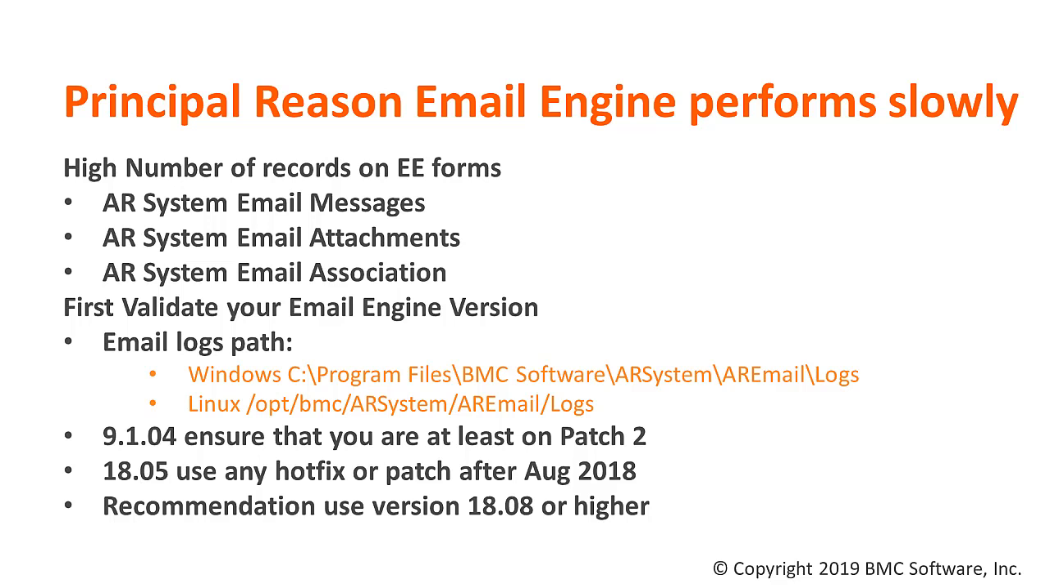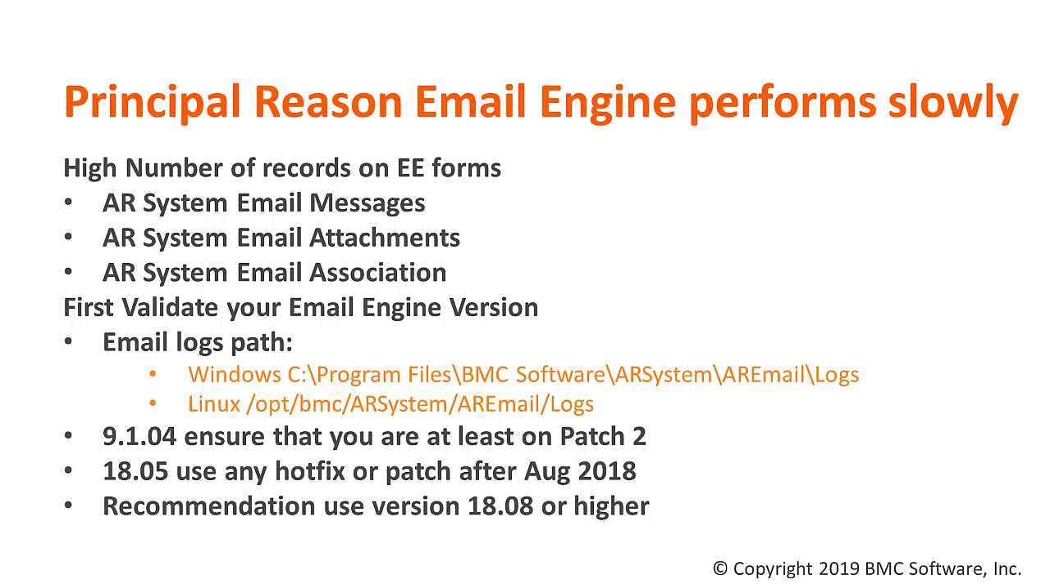To validate the email engine version, we can check the email logs located in the AR System/AR Email/logs folder for Windows and Linux. In the email engine logs, we should be able to see the current email engine version with all the patches and hotfixes installed. We need to do this validation first to make sure the current version is not the reason why email engine is performing poorly. This will help to discard email engine performance defects impacting the environment.